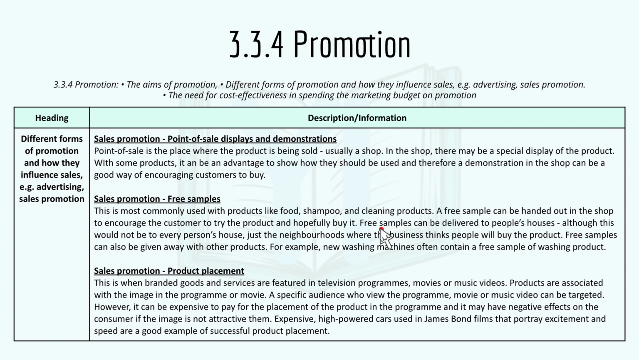Free samples can be delivered to people's houses, although this would not be given to every house, just the neighborhood where the business thinks people will buy the product. Free samples can also be given away with other products. For example, new washing machines can often contain a free sample of washing product.